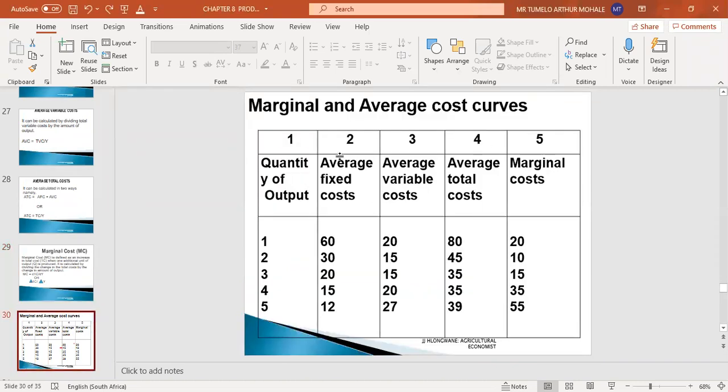So you know how to calculate AFC, average fixed costs. You also know how to calculate average variable cost and average total cost. These ones have been calculated using the information we had before of the TFC, TVC, and TC. So you can use that table to calculate all this, because you are given output here.